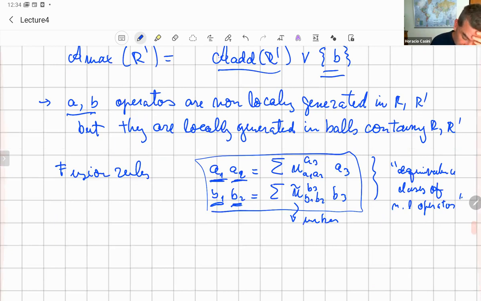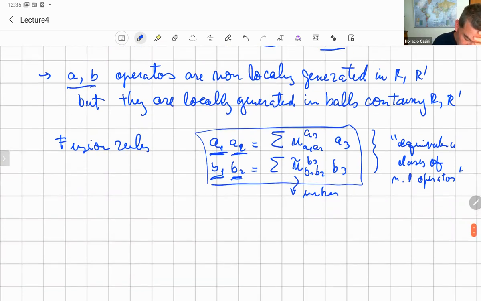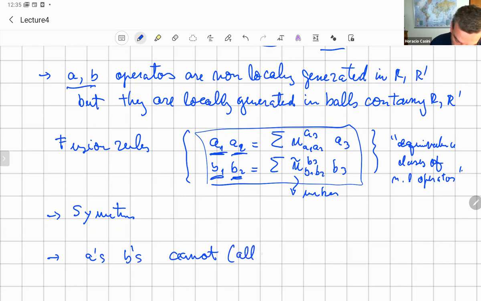So these algebras of fusion rules of these non-local operators somehow bring the idea of symmetries. And in some particular cases, these are in fact algebras related to groups. Another point is that the A's and the B's cannot all commute with each other.